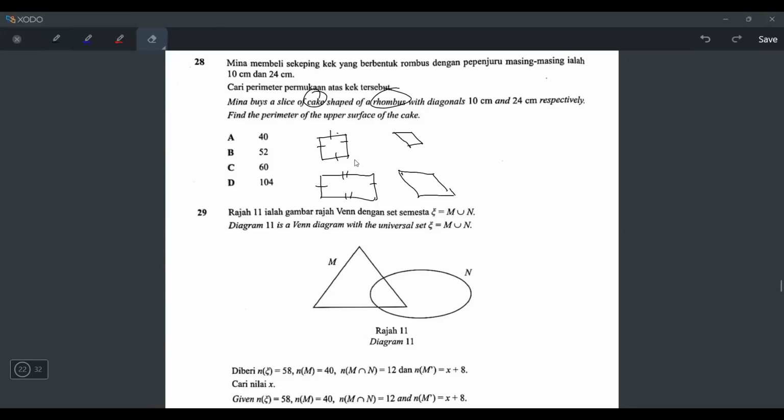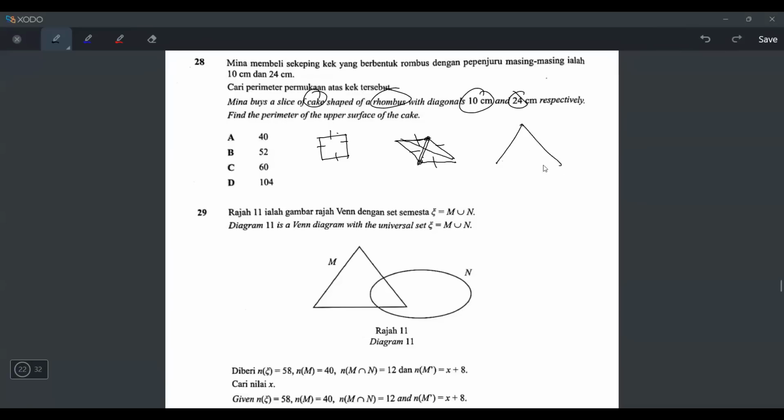Okay, so now we are talking about a rhombus. It's like a diamond shape, but this diamond shape actually comes from a square that has been slanted. So all these 4 sides should be the same length. And then they say with diagonals 10 cm and 24 cm. A diagonal is the line joining the vertices, corner to corner, but not the outside lines. The inside ones, one here, one here.